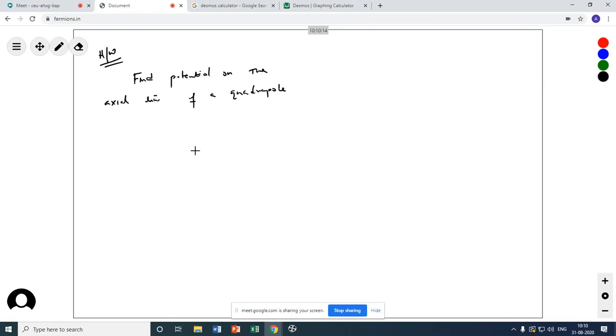So what is a quadrupole? Imagine this situation. There are many molecular arrangements where this is the minus 2q charge, surrounded by a plus q charge on each side. So this is plus q, this is minus 2q, plus q again. This arrangement is called a quadrupole. Your task is to find the electric potential at P, given that this distance from P is R.